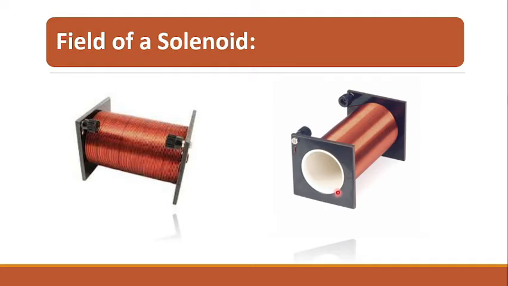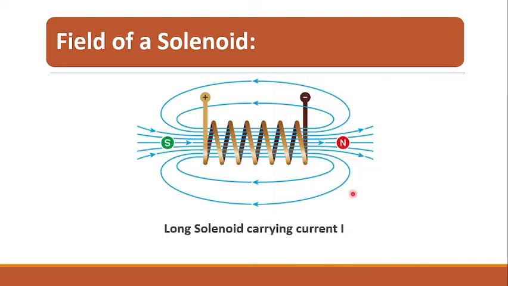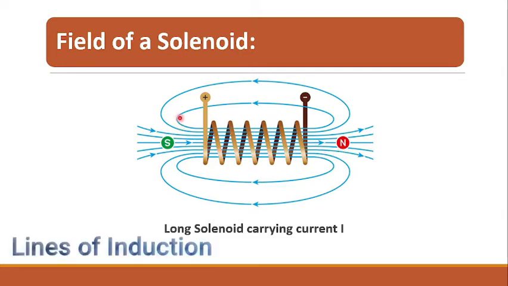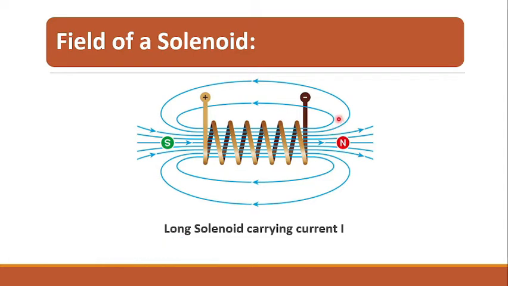Solenoids are components of choice when such fields are required in confined spaces, especially for electromechanical devices. So this is a long solenoid carrying current. These are the turns of the wire, and you can see the number of lines of force passing through this coil, right? The lines of force, we know, start from the north pole and end on the south pole outside the solenoid, but inside the solenoid they go from the south pole to the north pole.